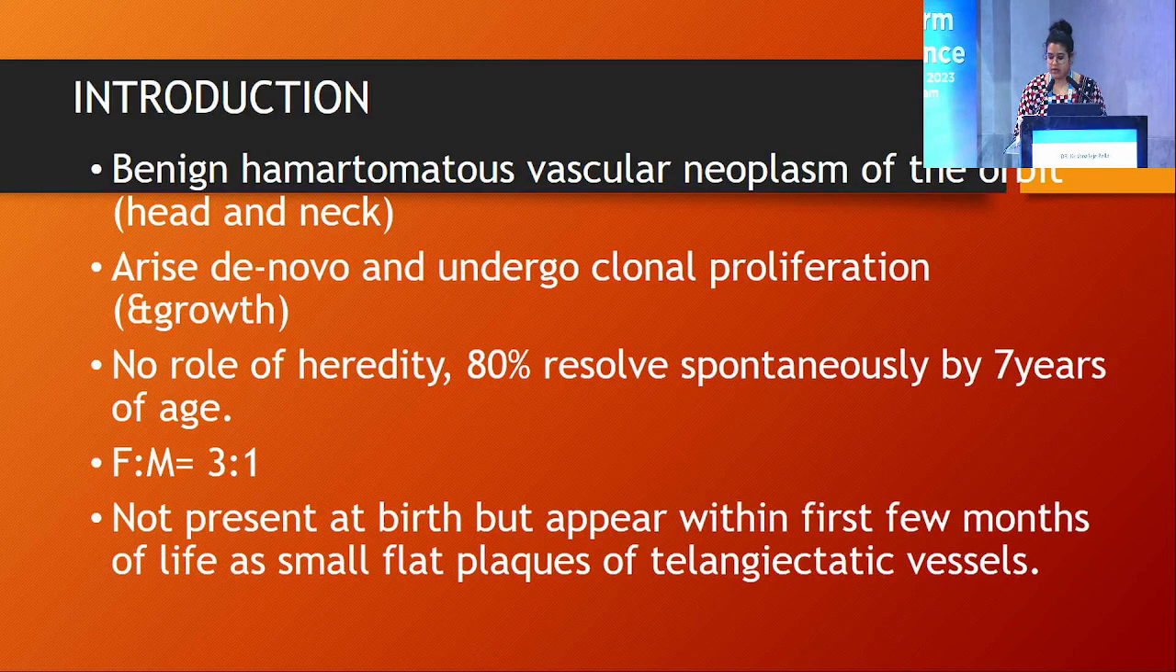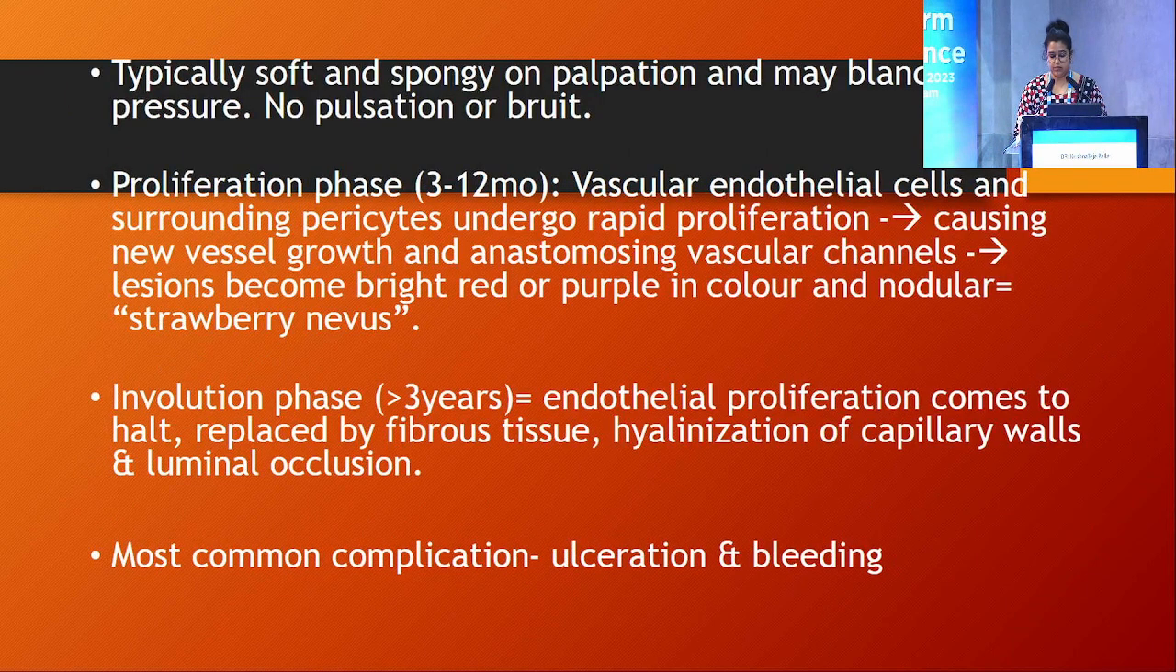They're not present at birth, but they appear within the first few months of life and then gradually progress to a soft and spongy mass, which may blanch on pressure, but without any pulsation or bruit. They come in two phases. First, the proliferation phase from 3 to 12 months of age, where there will be vascular endothelial cell proliferation, which causes the formation of new vessels as well as anastomosing vascular channels. This leads to a mass which we typically know as the strawberry nevus.